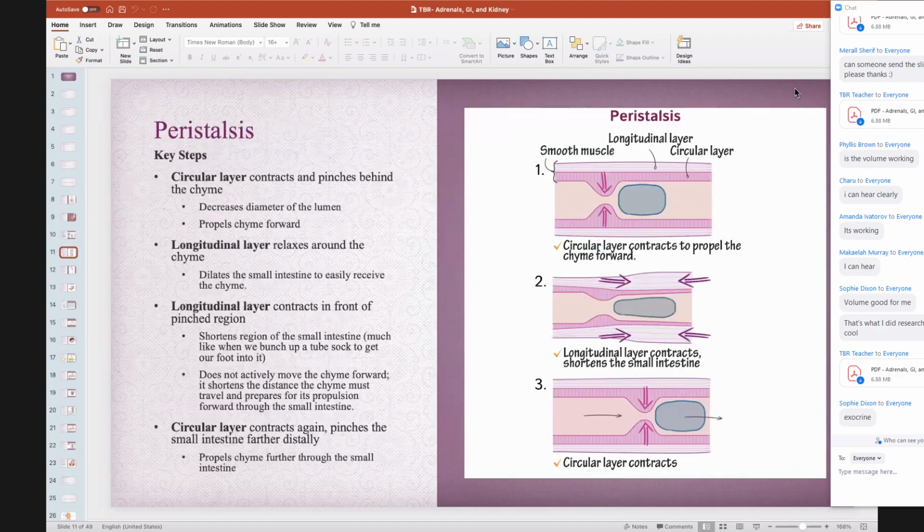So motility, let's talk about peristalsis. What exactly is peristalsis? It is a stepwise process of muscular contraction and relaxation that pushes our food in one direction. So, when we're sitting up eating, when we swallow, we do have the help of gravity helping the food down the esophagus.